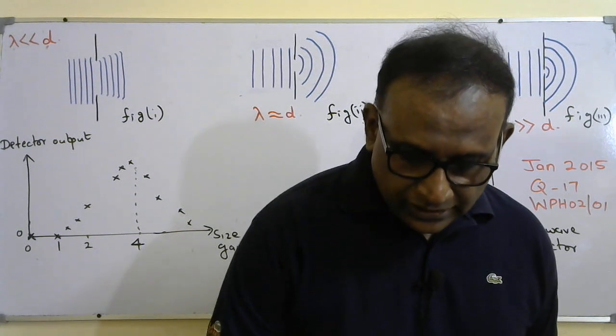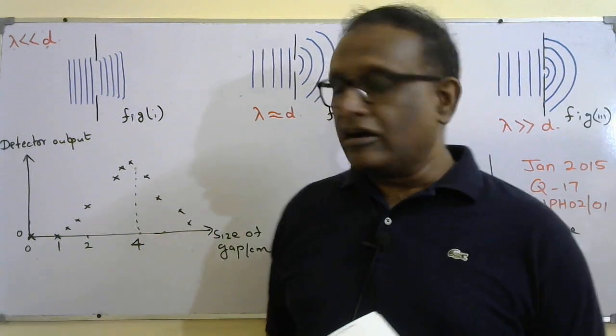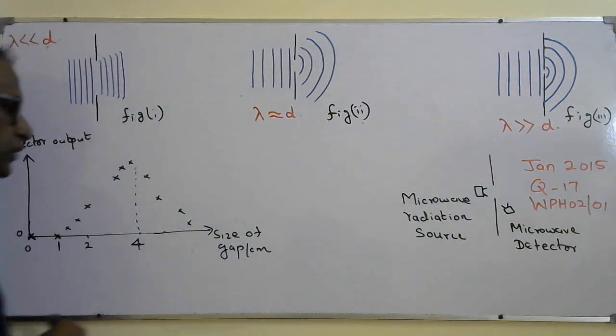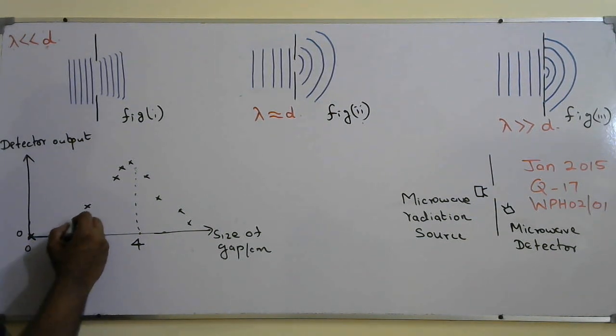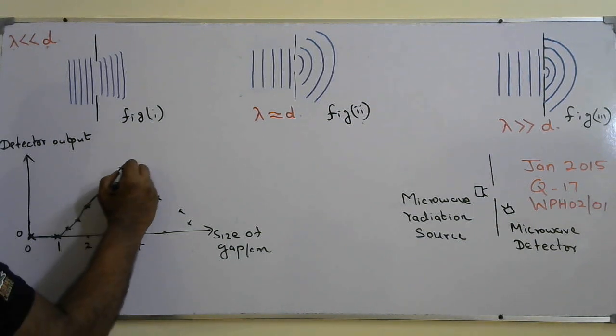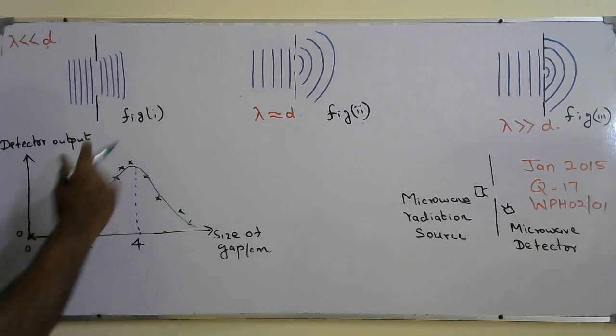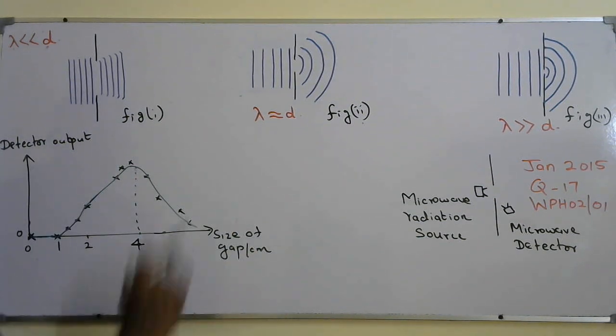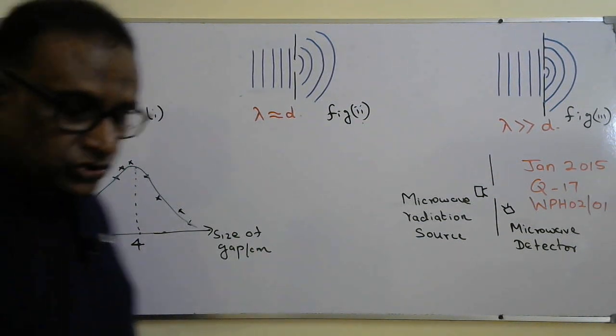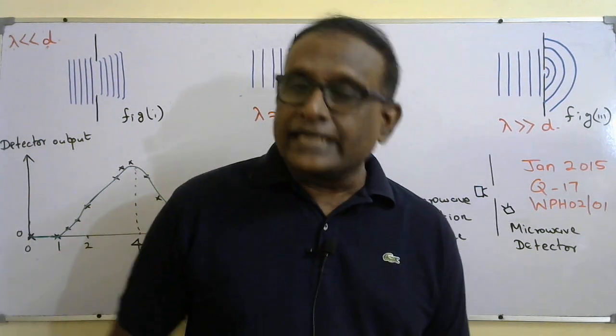Here actually what is given is not a graph, it's just a plot of the readings, so you can draw a basic line. It starts at 0, 0, and goes like this. Anyway, for the shape of the graph you can say the detector output increases, then decreases when the size of the gap increases. They asked to explain the shape of the graph, so already I explained it.